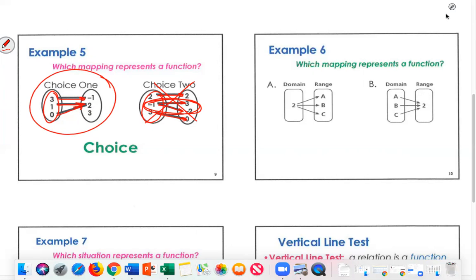Again, look at your domain. Notice here A has multiple arrows coming out of my input. That's not a function. But over here, because each input is going to only one output, notice A goes to 2. That's fine. B goes to 2. That's still fine because I'm not repeating my input. And C goes to 2. We're still good. So B is my function.